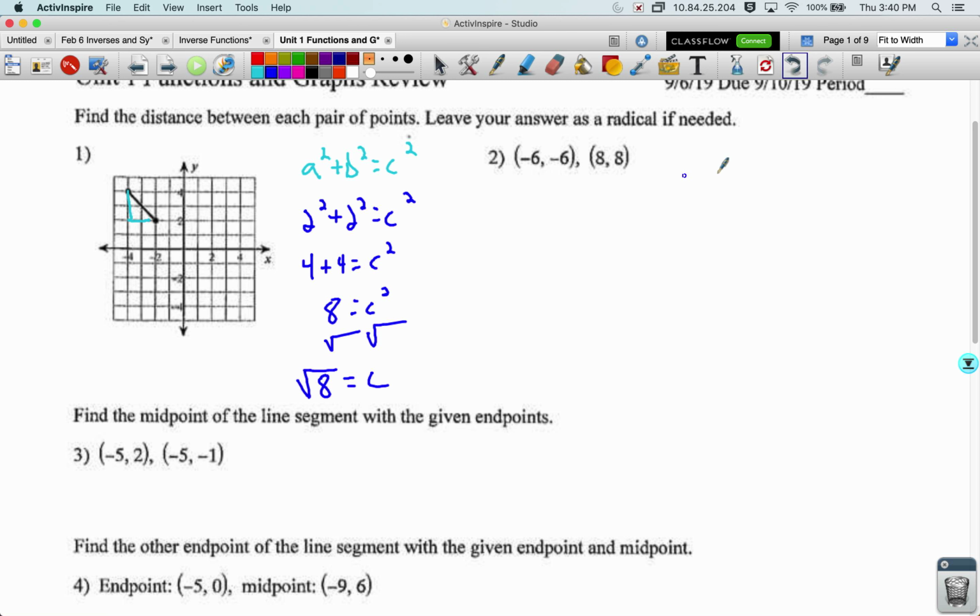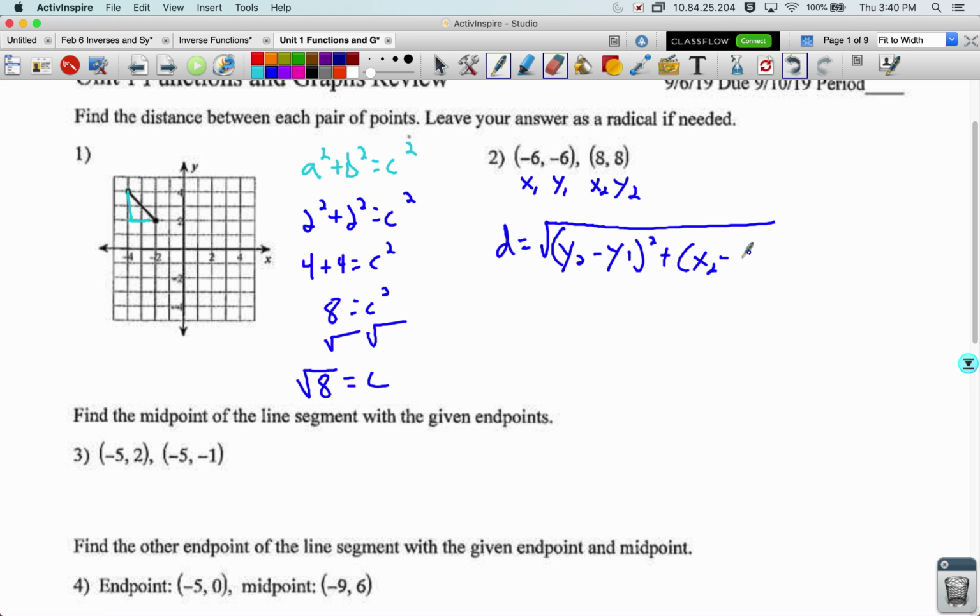That's what it means by leave your answer in a radical if needed. Now if I just get 2 ordered pairs, then maybe I'm going to use the formula. So first label these x1, y1, and x2, y2. And then use the formula: distance is equal to the square root of y2 minus y1. I made that look like an exponent. That's actually a subscript. y2 minus y1 squared plus x2 minus x1 squared.